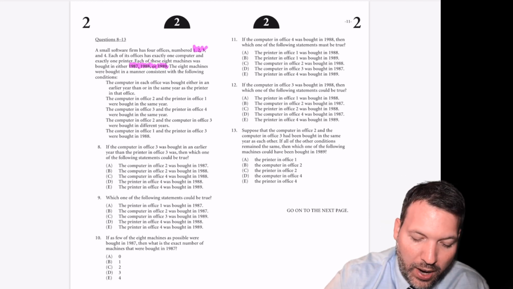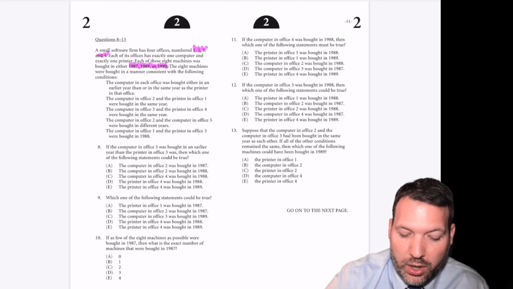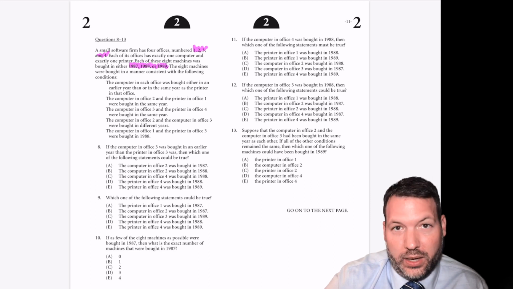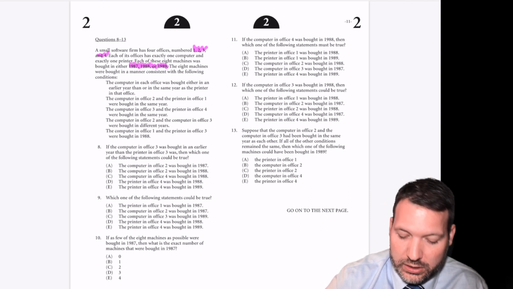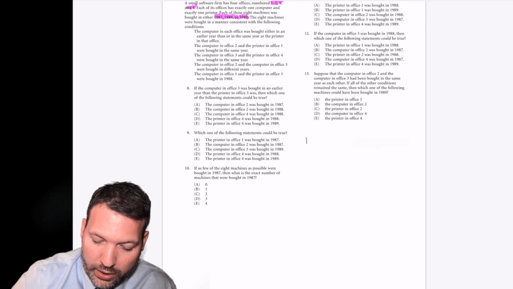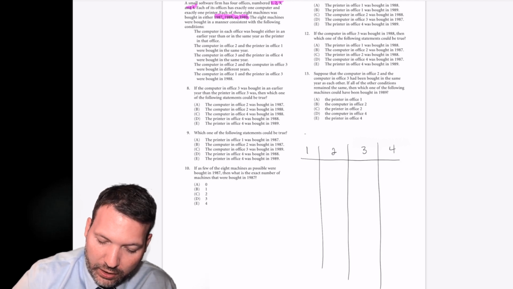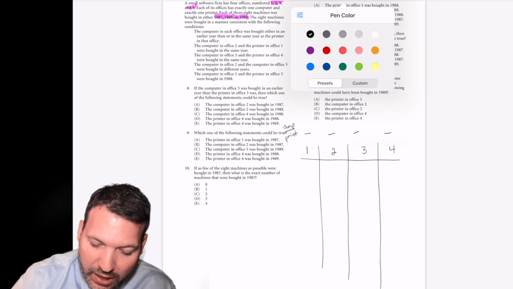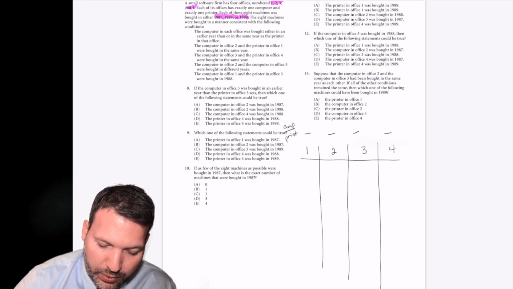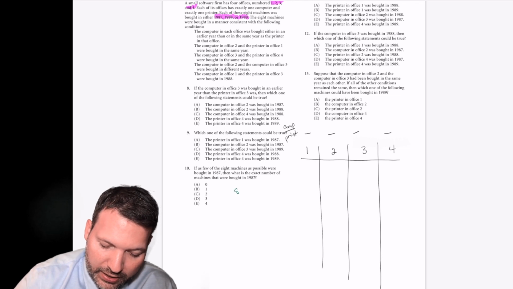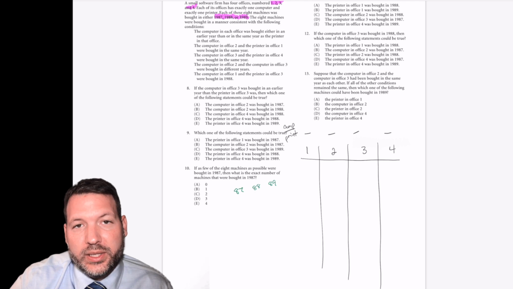And so I think it's probably better to set this one up where our main task is grouping these elements into the offices. So I'm going to set this up 1, 2, 3, and 4. And in each of the offices, I'm going to have a computer on top and a printer. So computer over printer. The elements themselves in that case end up being these years, 87, 88, and 89. And we're going to reuse these elements a bunch of times.